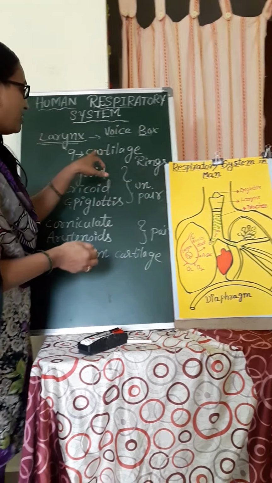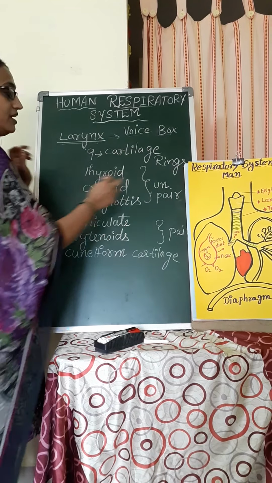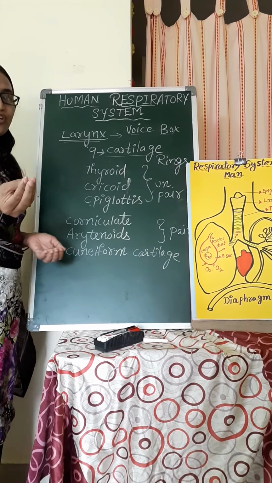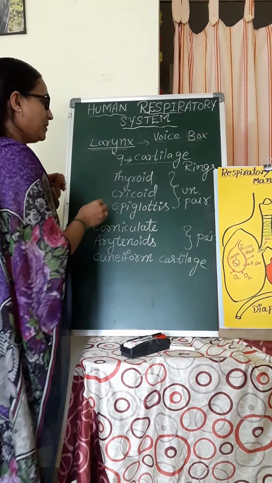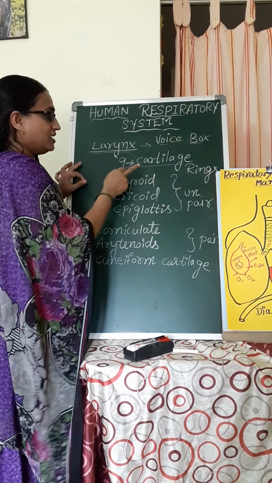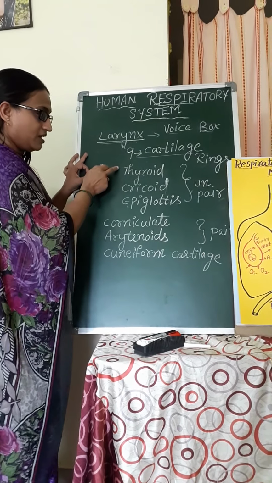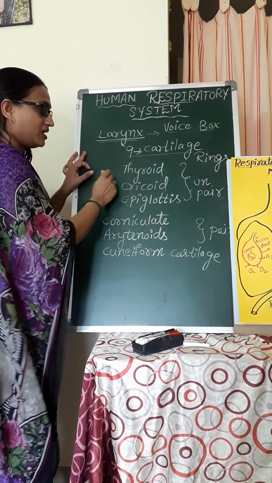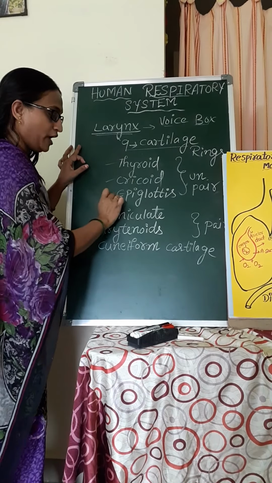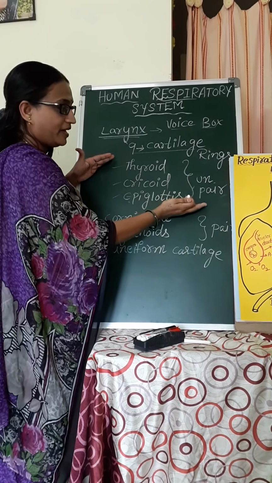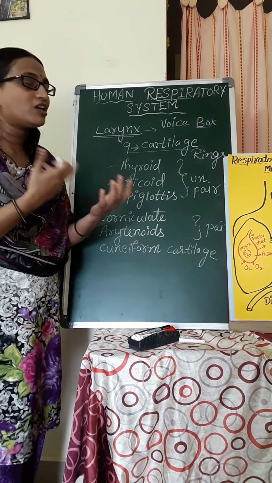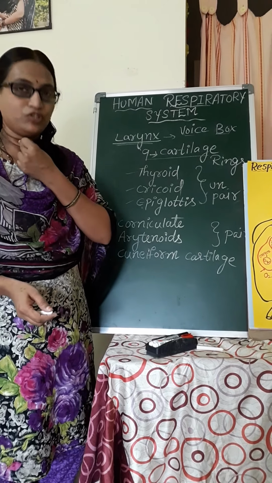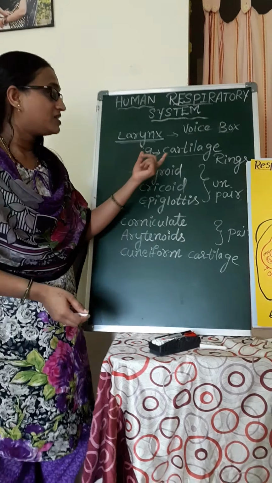What is the importance of the larynx here? This larynx is made up of 9 cartilaginous rings. What is meant by cartilage? We know that it is a soft and flexible bone. It is lined by hyaline cartilage. Among these 9 cartilages, some are unpaired and some are paired. What are those 9 cartilages? Thyroid cartilage, cricoid cartilage and epiglottis. These 3 are unpaired, dorsally unpaired. It is flexible and cartilaginous, so we can do up and down movement.